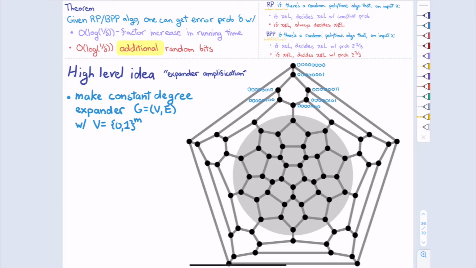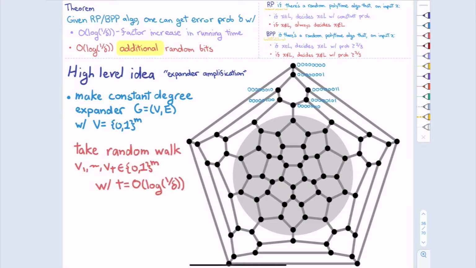Now what we'll do is take a random walk in this graph. I will choose the first vertex uniformly at random. It takes m bits to choose one of them, because there are 2 to the m vertices. So that's my m random bits initially. And then every time I take a random step, how many bits do I need? Constant, because it's going to be a constant degree expander. I'm going to do a random walk for roughly the same number of steps as we had before.